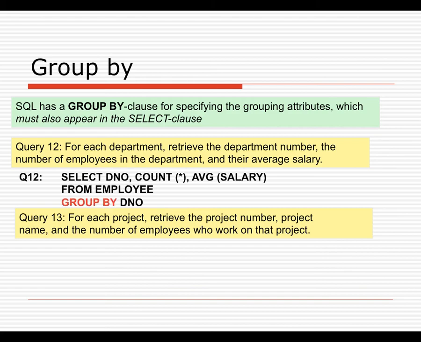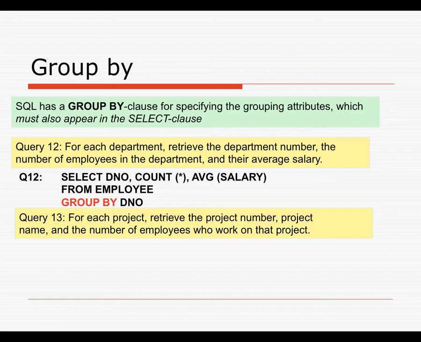As you see this, I'm putting in the aggregate functions. So I'm doing the department number, the count, as well as the average, and I'm grouping by the department number. So you'll always see the group by after the from.